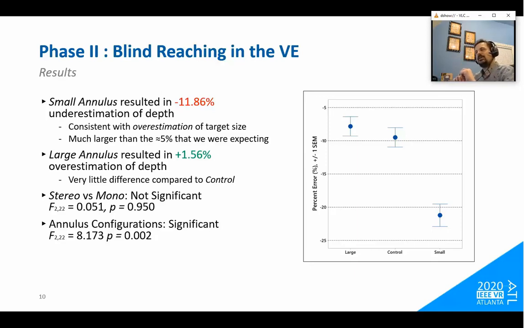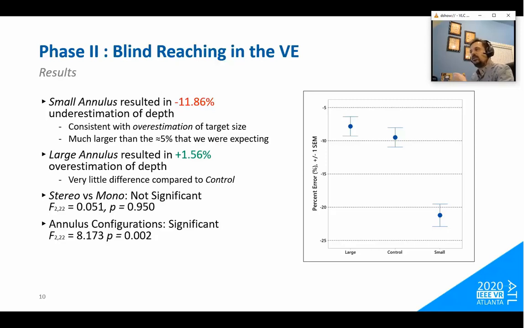Another really interesting thing here is the small annulus condition, the condition where the central disk should be overestimated in size, which would be equivalent to it appearing closer to the observer. We saw an underestimation of almost 12%. We were expecting to see an underestimation of close to 5%, which would be in line with the relative size changes that have previously been observed, and also observed in our real world. But instead, we find more than double that, and that's really fascinating.